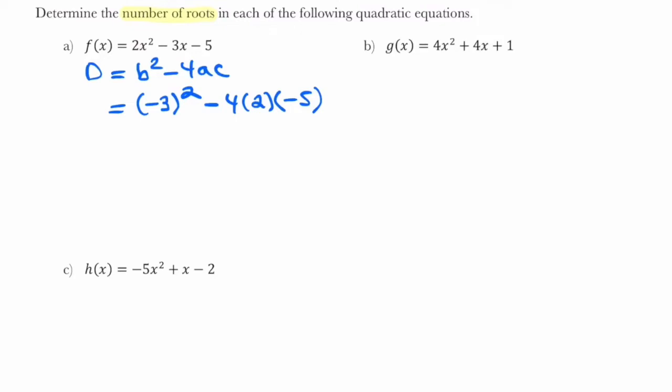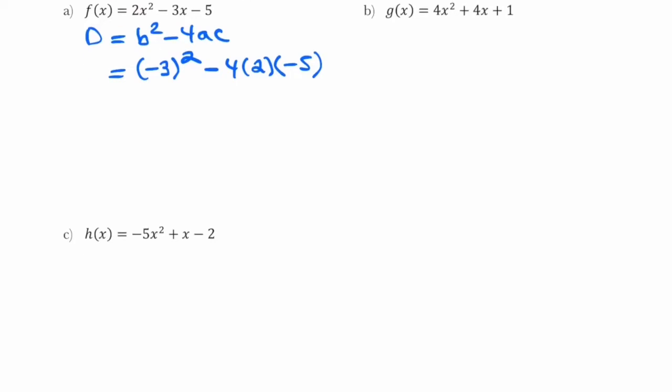Brackets are very important for an operation like this. I would encourage you to try this without a calculator. So negative 3 squared gives you positive 9. And you're subtracting the product of 4 times 2 times negative 5. 4 times 2 is 8. 8 times negative 5 is negative 40. Don't forget we have the negative in front still. So now we simplify this. We have 9, take away negative 40. That turns into 9 plus 40, which will simplify to give you 49.